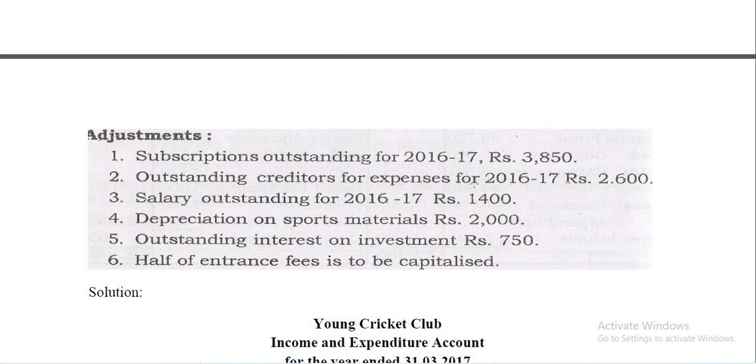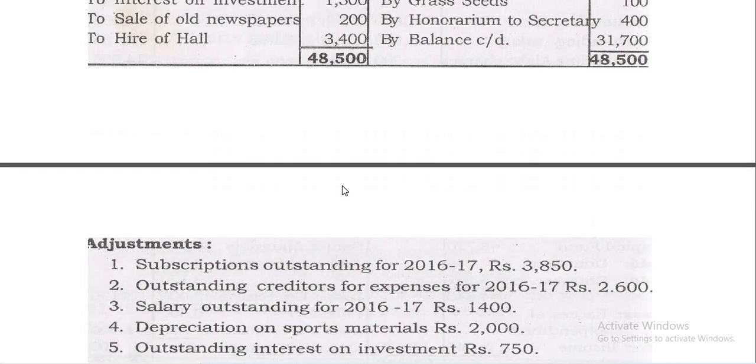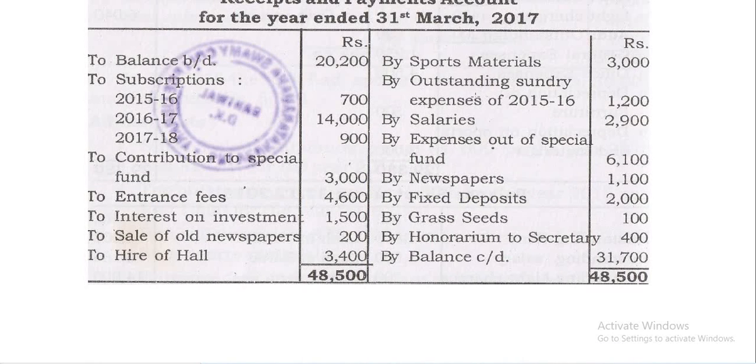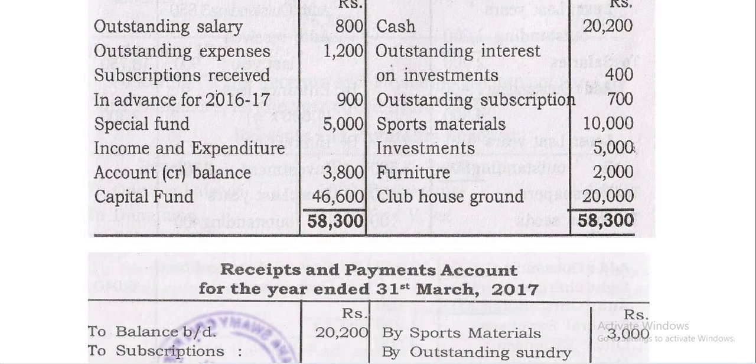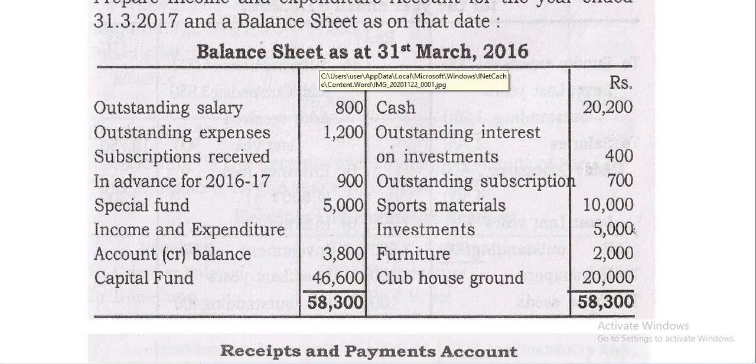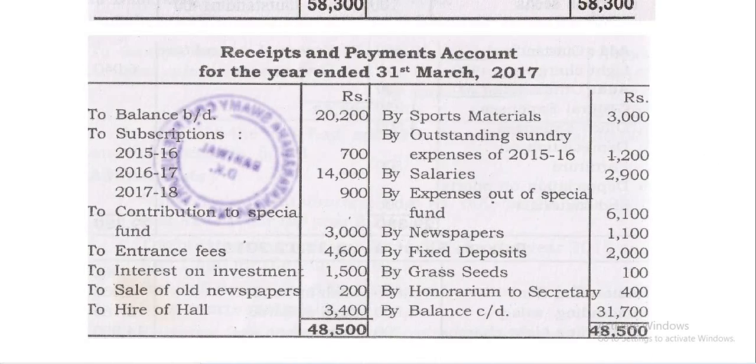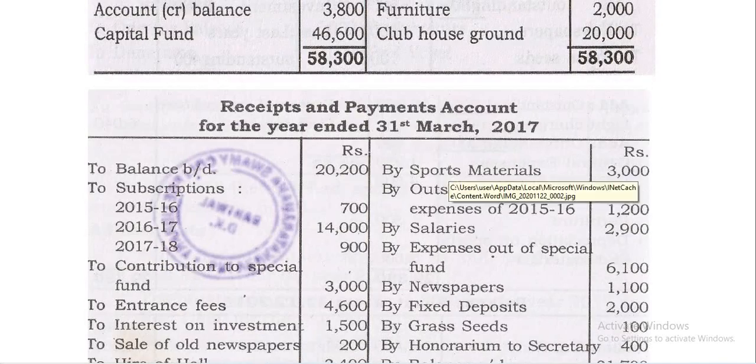Look at the outstanding creditors for expenses for 16-17, 2,600. Look at outstanding sundry expenses of 15-16, 1,200. Look at the opening balance sheet here: outstanding expenses 1,200. So 1,200 were outstanding as on 31st March 2016, and that is being paid this year, that is 1,200. Okay, that's fine.